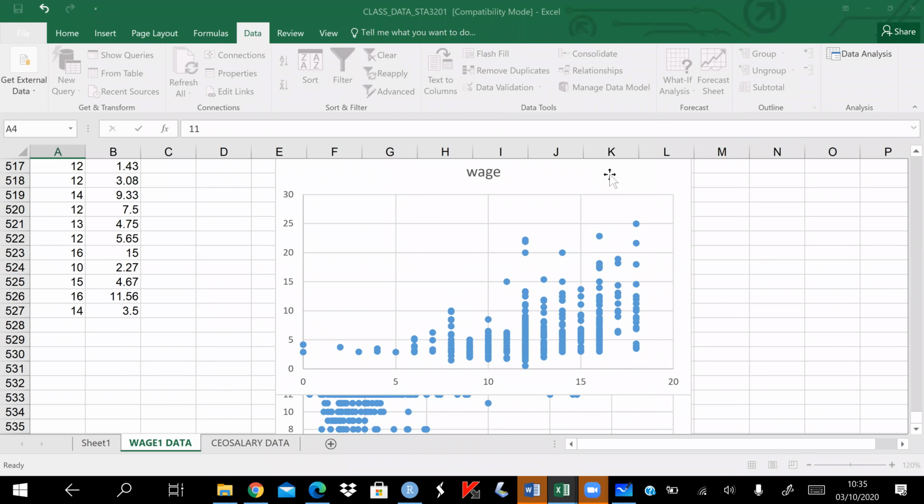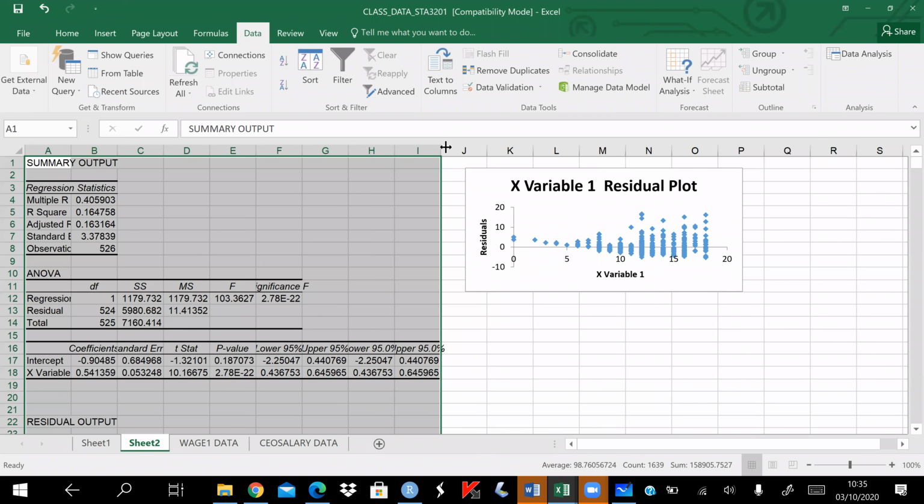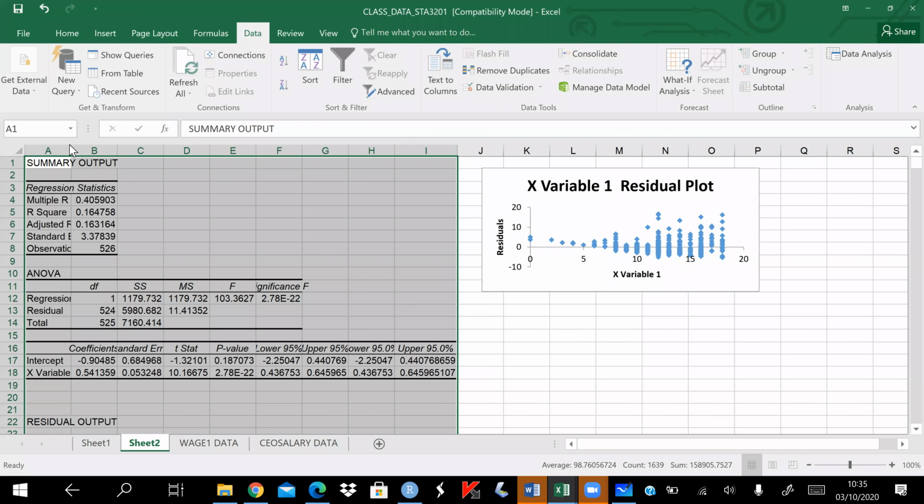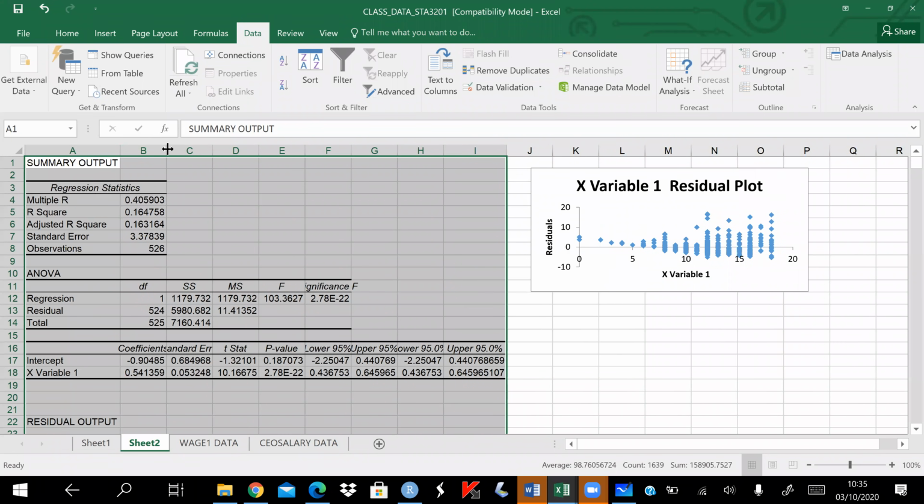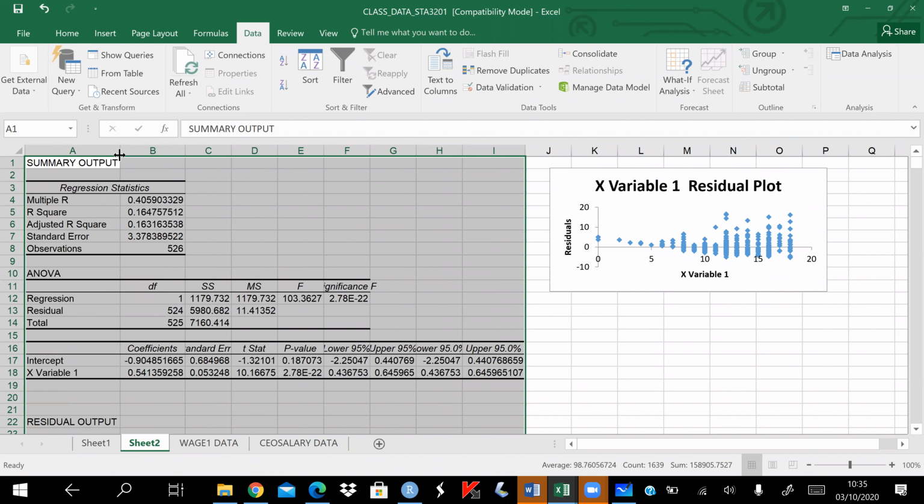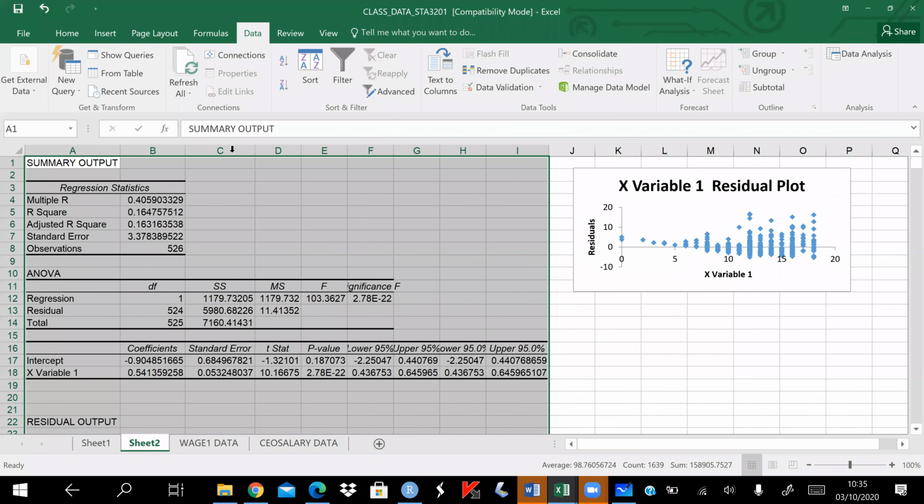It takes a few seconds to process the results, and here we are. So the results are here. So even those who are doing a research project and want to perform regression analysis, basically that is what you will do, nothing more.